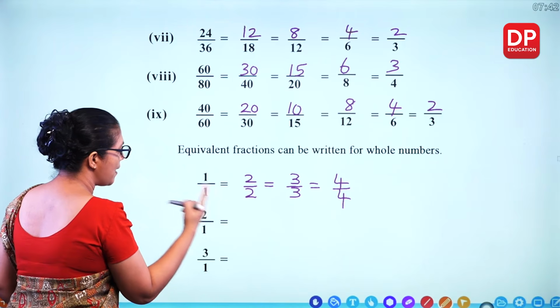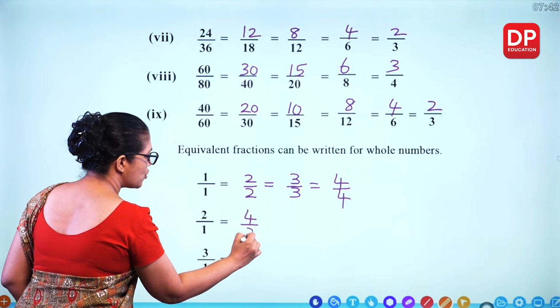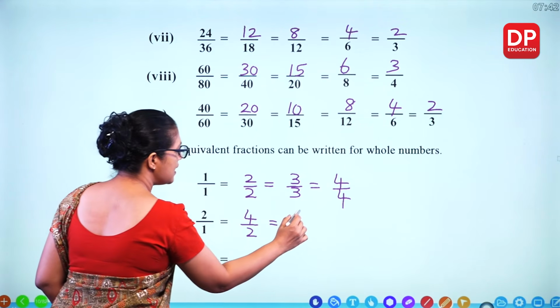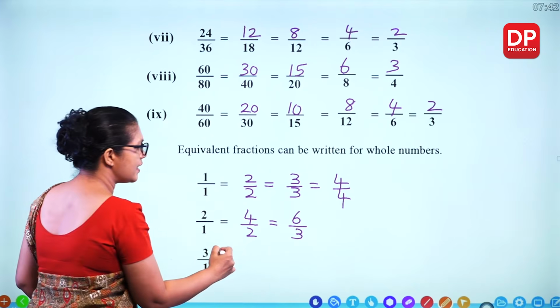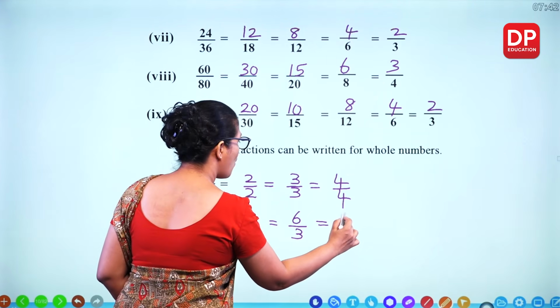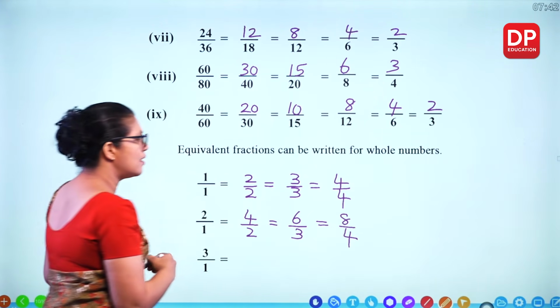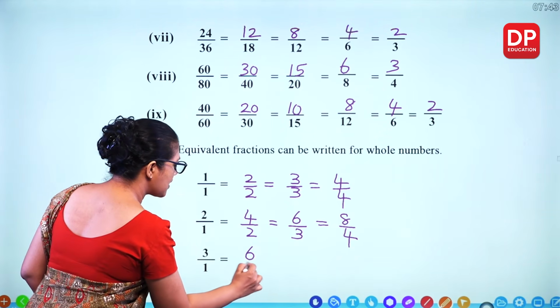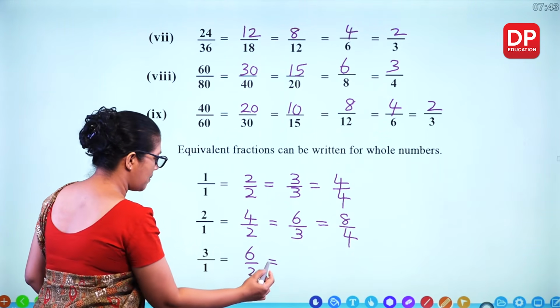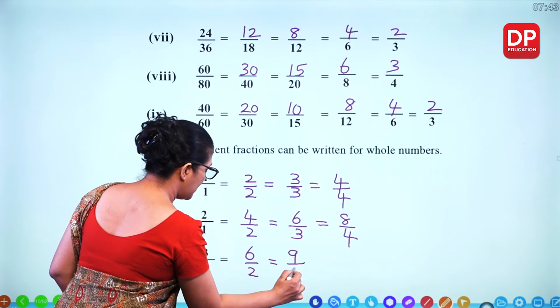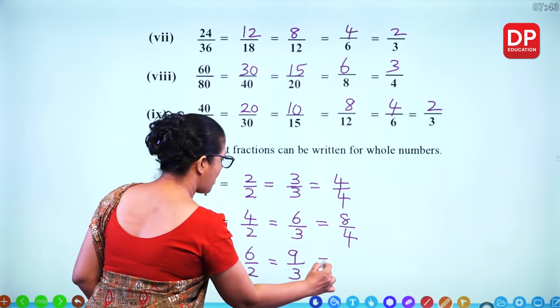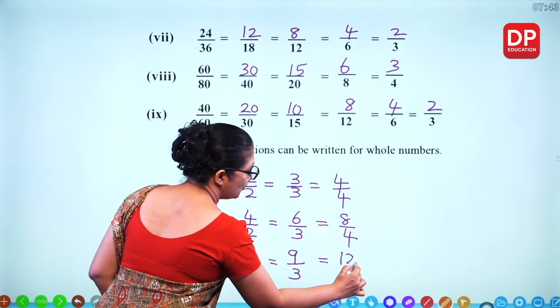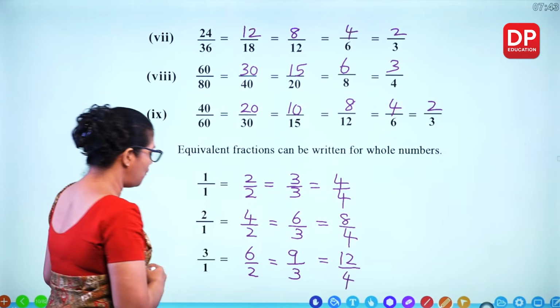This one, multiply by 2, 4 over 2. Multiply by 3, 6 over 3. Multiply by 4, 8 over 4. This one again, multiply by 2, 6 over 2. Multiply by 3, 9 over 3. Multiply by 4, 12 over 4.